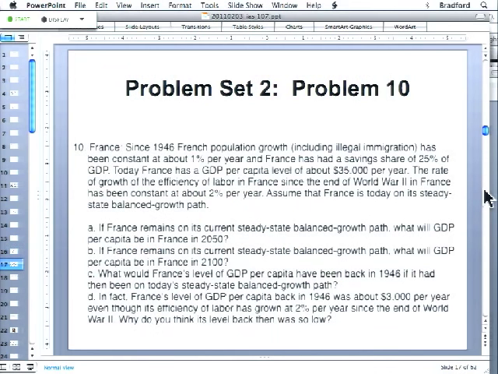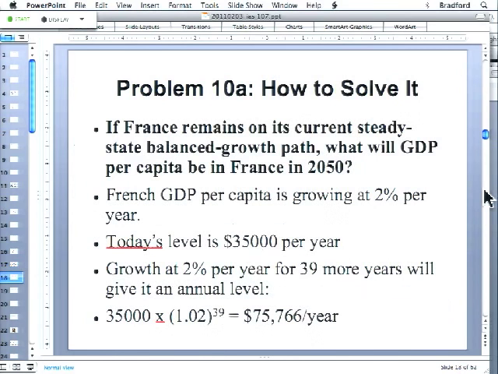Here, this just wants you to calculate compound growth. There's very little else to do for this problem. That is, French GDP per capita is growing at 2% per year. Today's level is 35,000 per year. Growth at 2% per year for 39 more years. Well, if we're accountants, we say 35,000 times 1.02 to the 39th as our growth factor gives us $76,000 a year as the average level of GDP per capita in France come 2050 if nothing goes wrong.